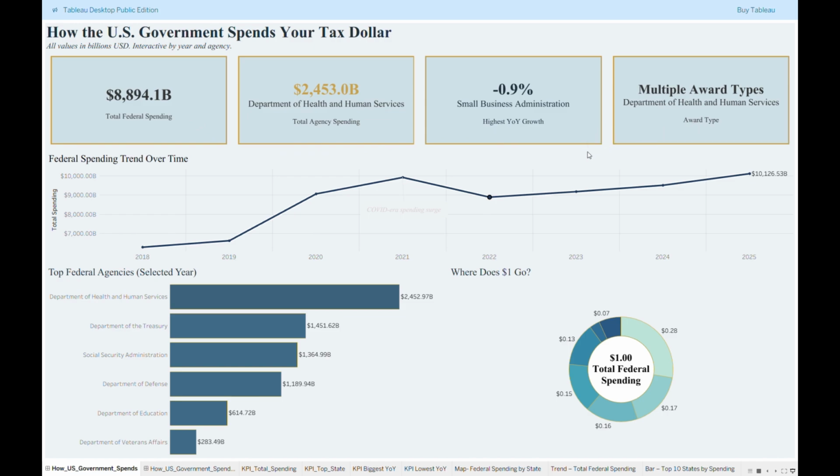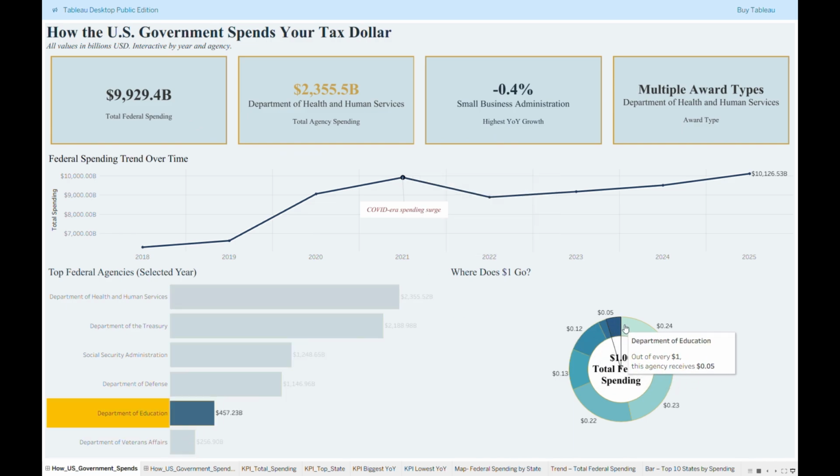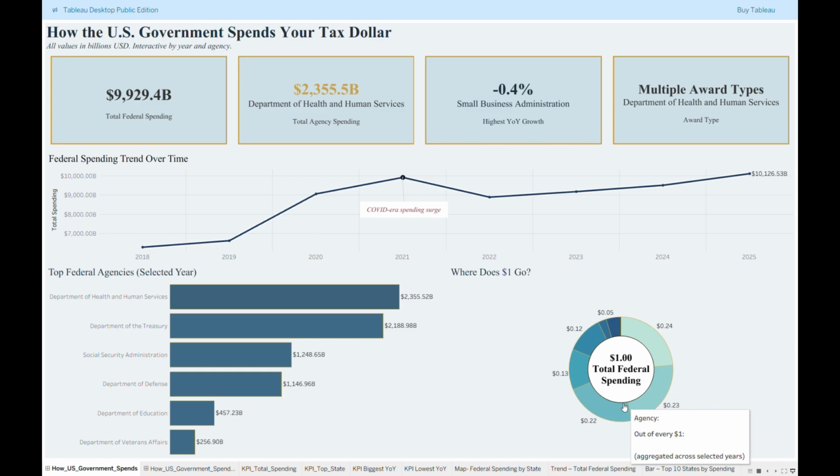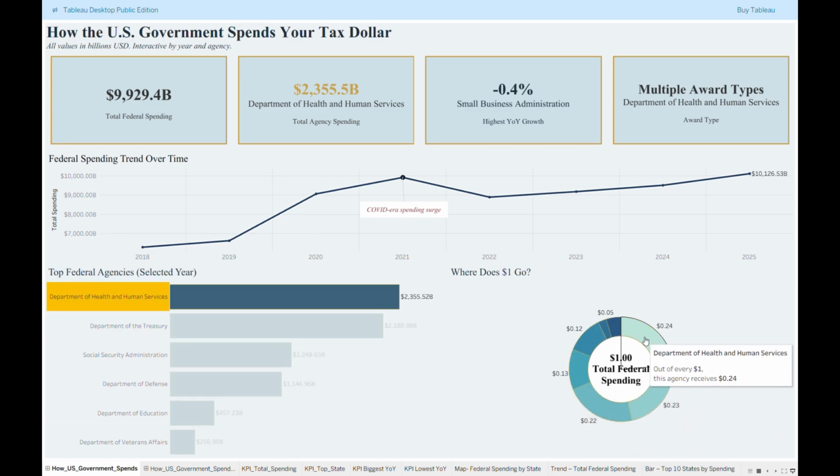One of the most intuitive visuals on this dashboard is the pie chart. It answers a very simple but powerful question. For every dollar a person pays in taxes, how is that dollar split across sectors? This helps translate large federal budgets into something more relatable, showing taxpayers exactly how their money is proportioned across different public needs.